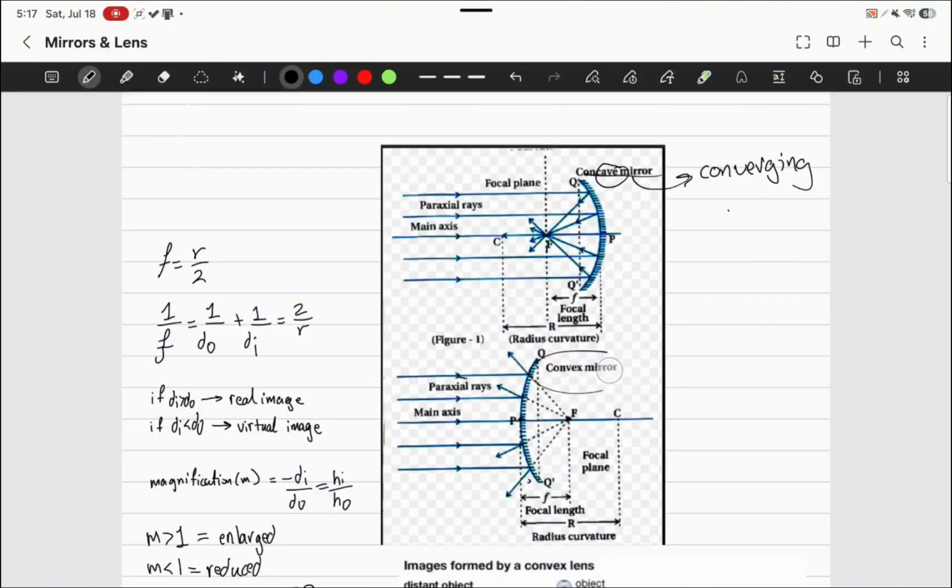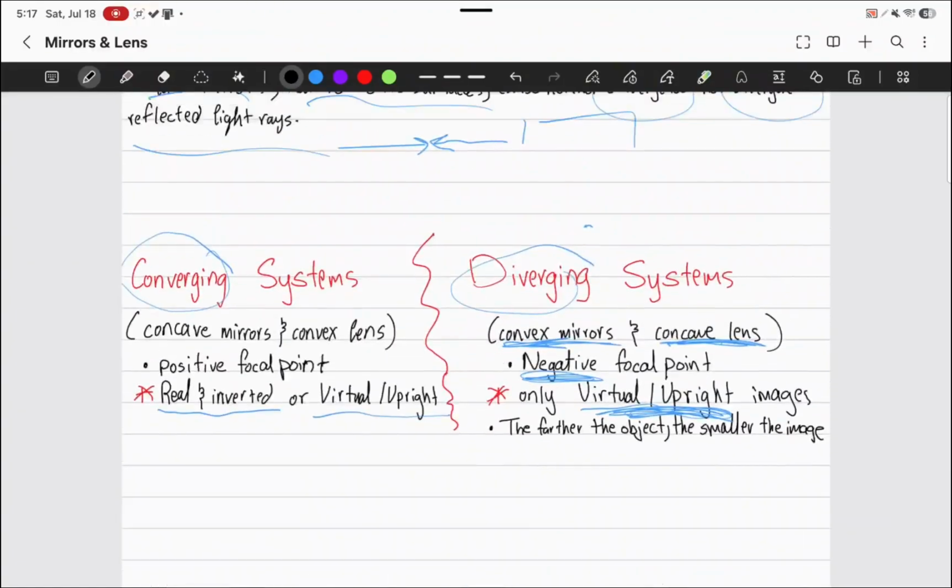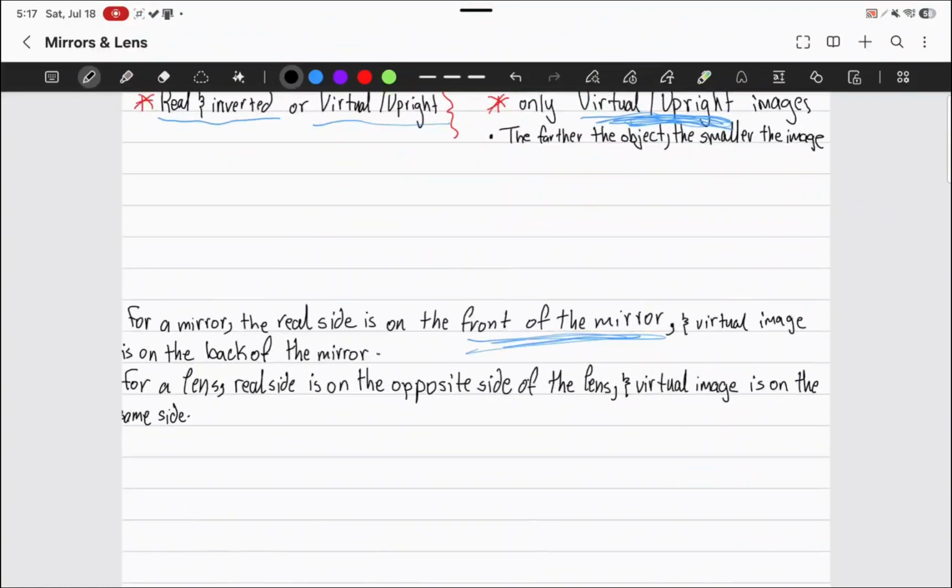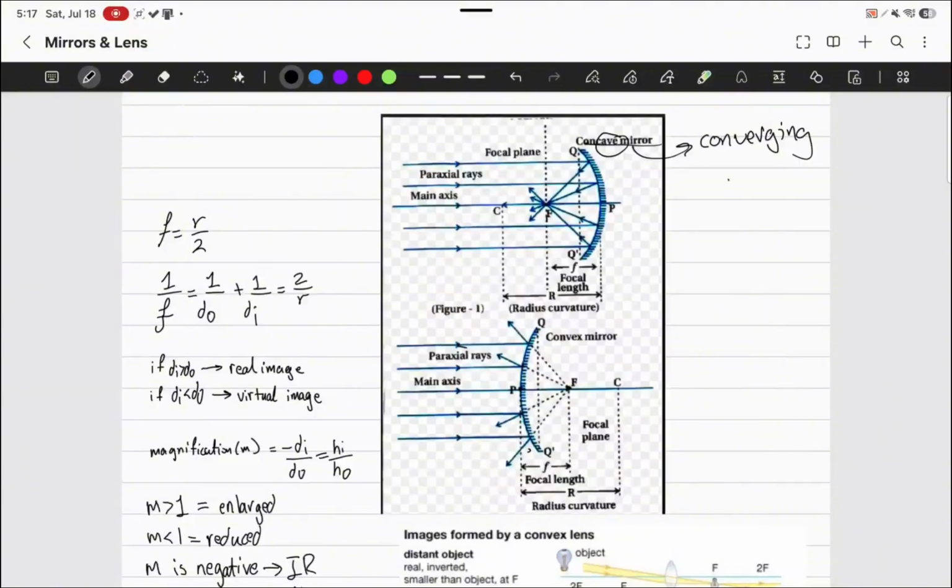Rather, it is at the opposite side. And this is what I mean when I say it has a negative focal point. Because for mirrors, if the object or the image is on the same side, then it is positive. But if it's on the opposite side of the mirror, then that would make it negative. And for lenses, the opposite is true.